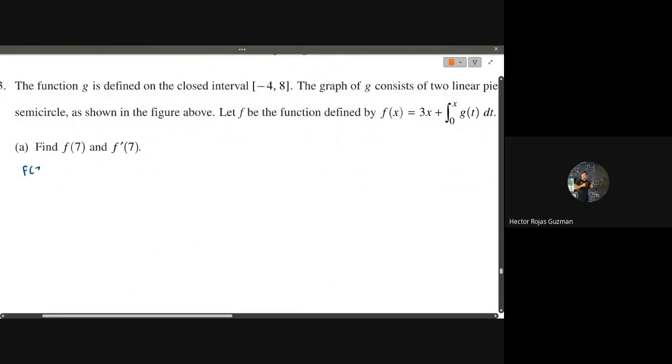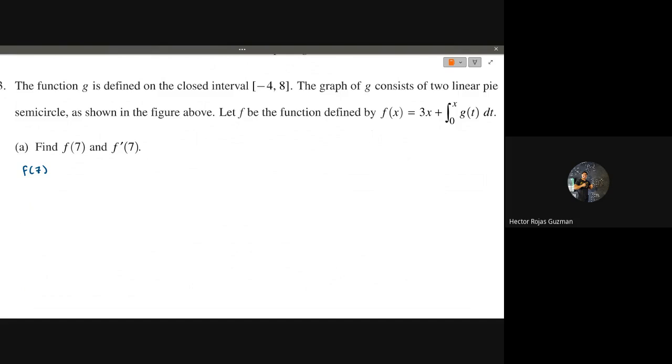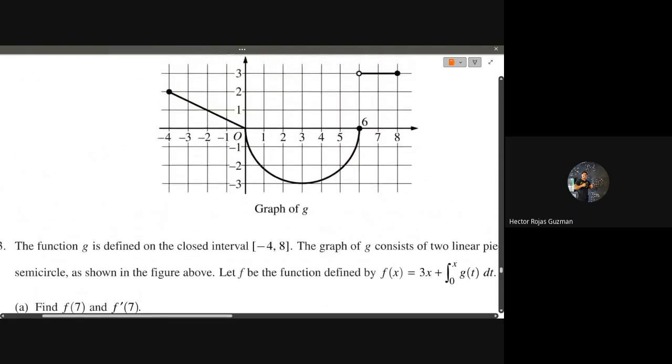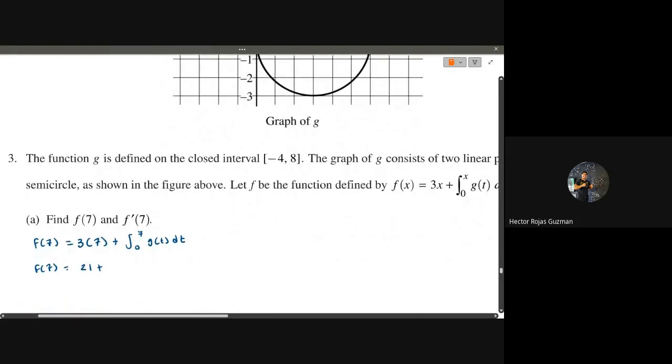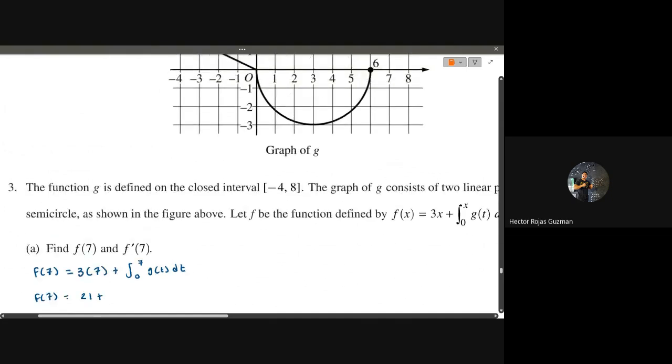Let's start with f of 7. All I got to do is plug in 7 into the x, which means we're going to have 3 times 7 plus the integral from 0 to 7 of g of t dt. So f of 7 equals 21 plus, now the value of the integral is going to come from the function. Because we have shapes, we're going to be using triangles, circles, and all that stuff. But we're doing the integral from 0 to 7.